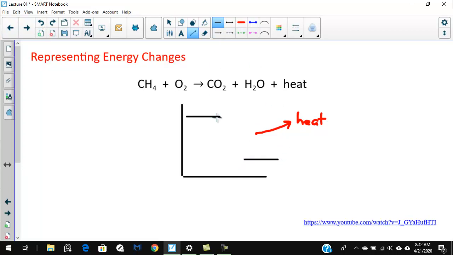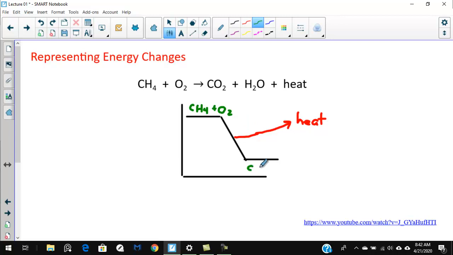So we draw another horizontal line down here, and that represents our products. And then we can join those two lines together to get a graph that looks something like this. Right? And so this drop here is the change in heat energy that we've just experienced. And we've lost that heat energy out to the system. So we would put CH4 up here, O2 here, CO2 down here, and H2O down here. Right? And then this is just energy.